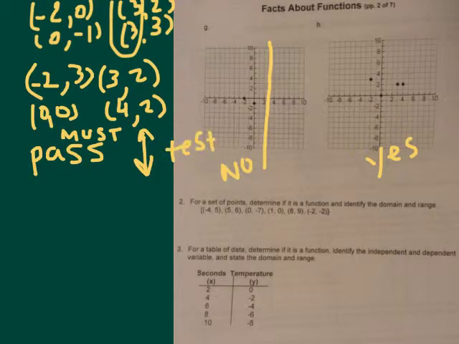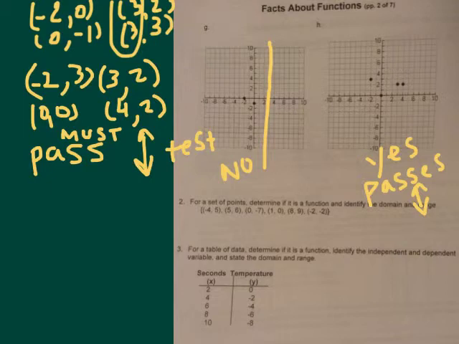Okay? It must pass the vertical line test. G does not pass the vertical line test, but H does pass the vertical line test. Well, we'd say it passes for our explanation, and I like to just draw the vertical line test. This one does not pass the vertical line test, and you could say no, it doesn't pass the vertical line test.